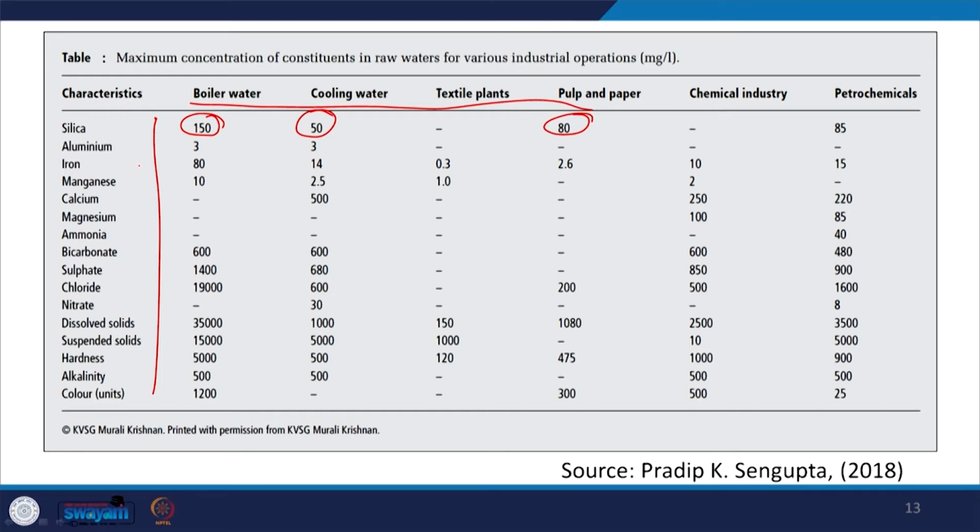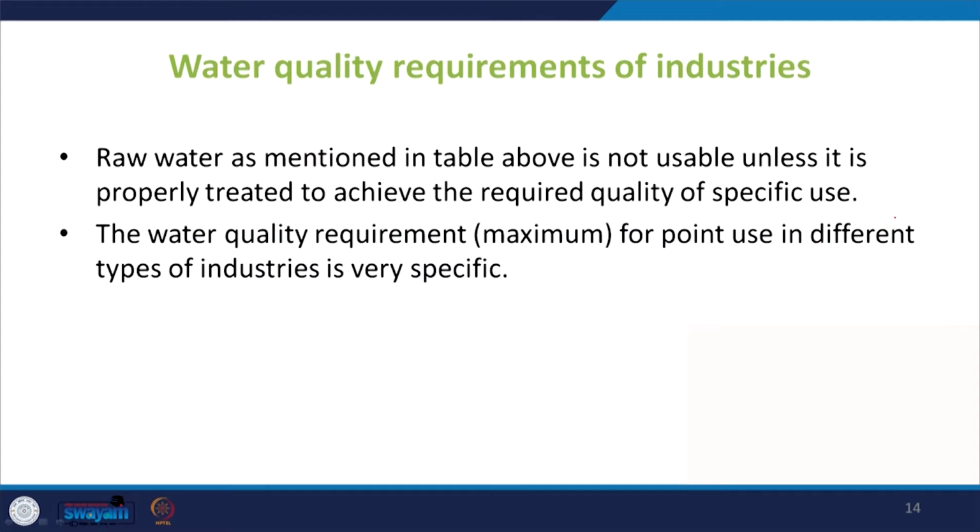Similarly, for aluminum and iron, for boiler water it should be a maximum level of, say, 80, and for cooling water it should be 14, and for textile plant a very minimal quantity, 0.3. Similarly, pulp and paper 2.6, 10 and 15. So all these are the various maximum concentrations of constituents for different operations. Now, if you take the example of bicarbonate, for boiler water it should be 600 milligram per liter, and for cooling water it should be 600 milligram per liter. So all these industries have different maximum concentrations based on their use, based on their treatment protocols.